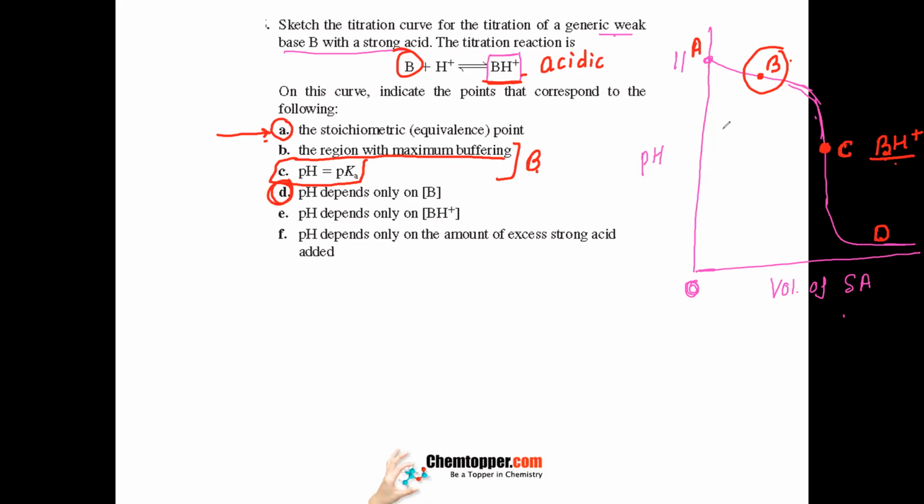Very good, Vinaya. A is the point where you have only the base. See, acid is 0. So A. E part. pH depends only on BH plus.